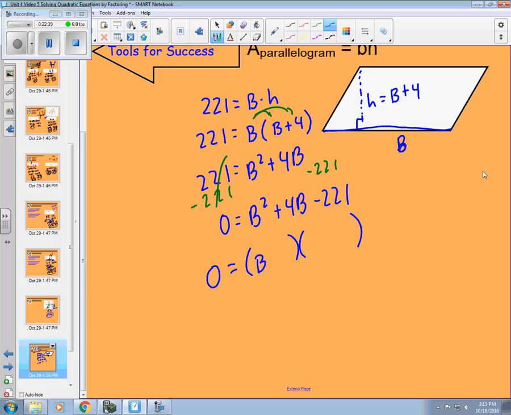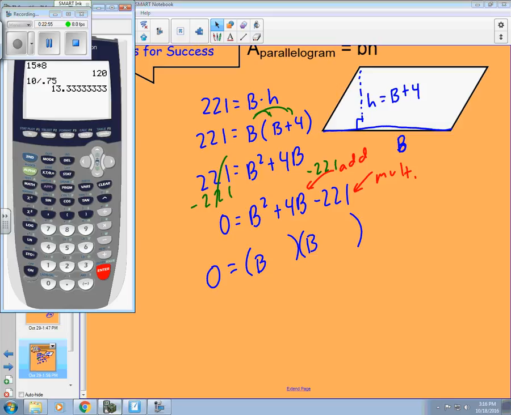So we got b times b will give us the b squared. Now we got to think, what's going to multiply to equal that, and the same two numbers add to equal 4. 221 is kind of a tougher number to deal with. It's not one we are using as often. So instead of figuring out what multiplies to 221, let's try dividing by 221, because dividing is the opposite of multiplying. So let's see if we can figure out some numbers that might go in there.